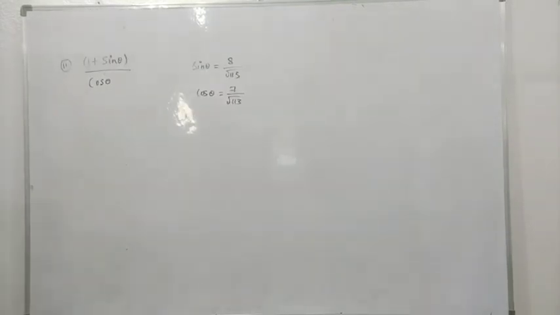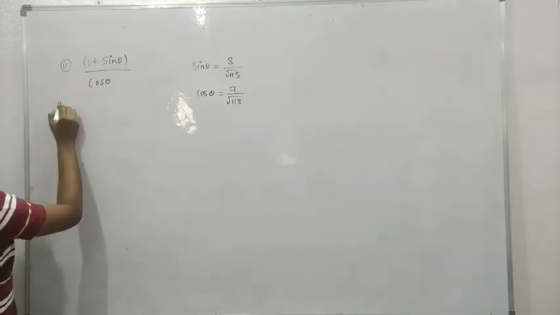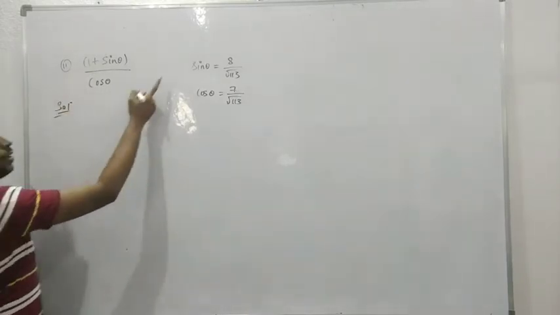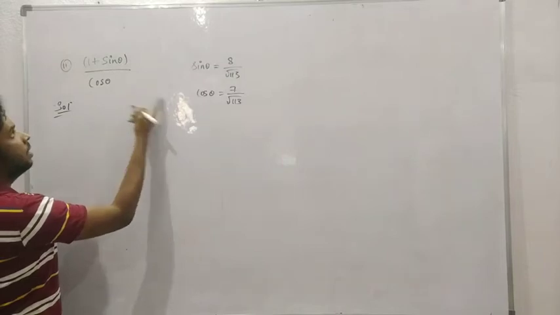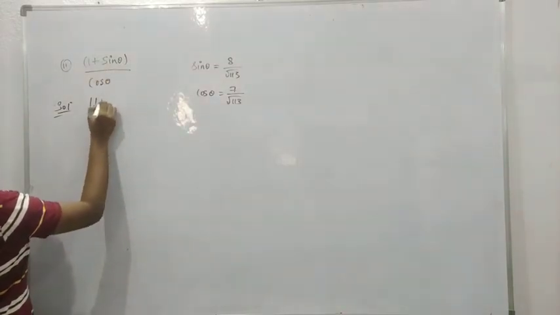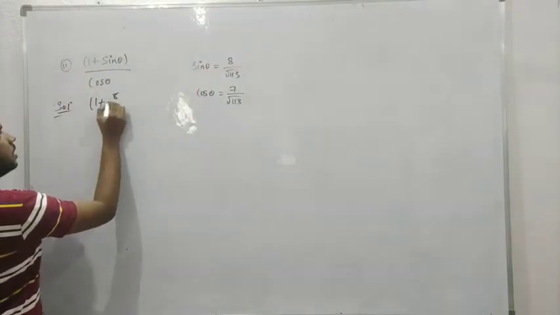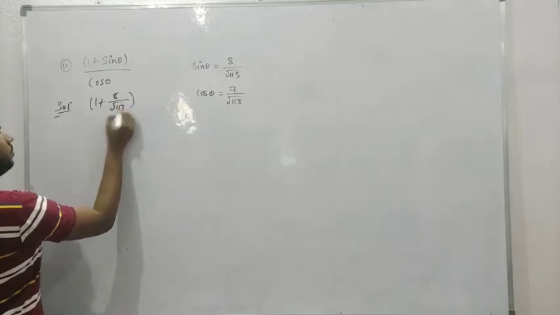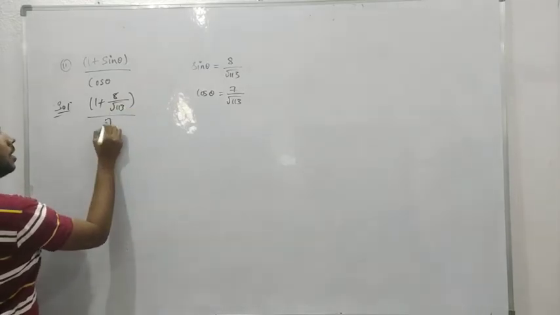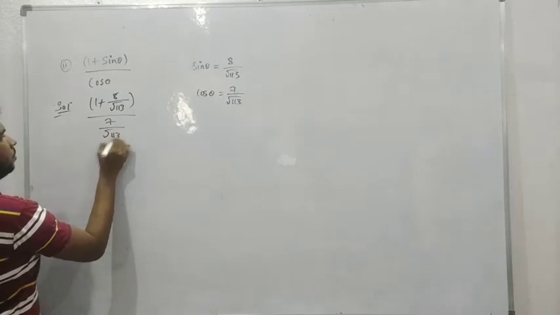So with this second question, (1 + sin θ) divided by cos θ. We have already found the value of sin θ and cos θ. Just substitute here. 1 plus sin θ is how much? 8 divided by root 113. Cos θ is how much? 7 divided by root 113.